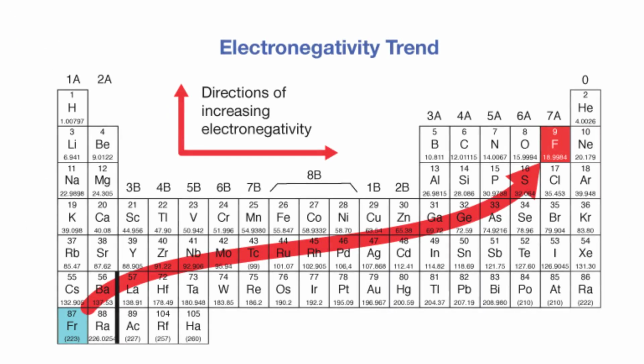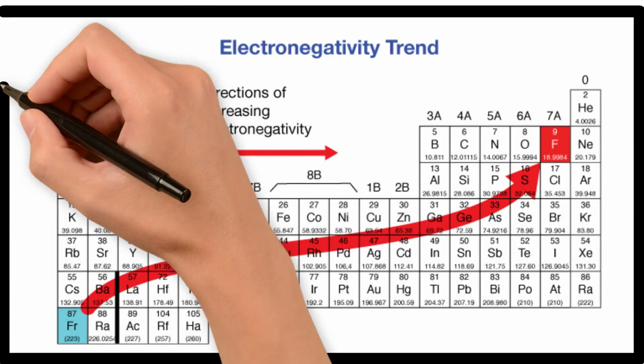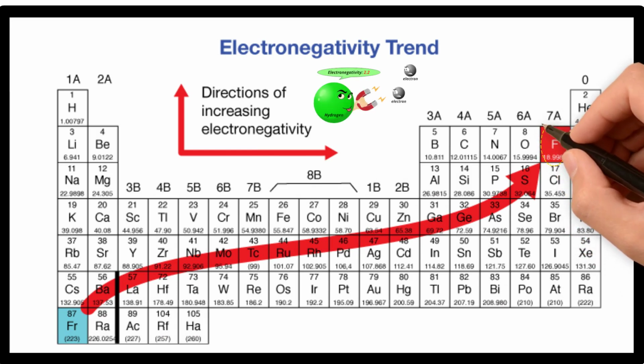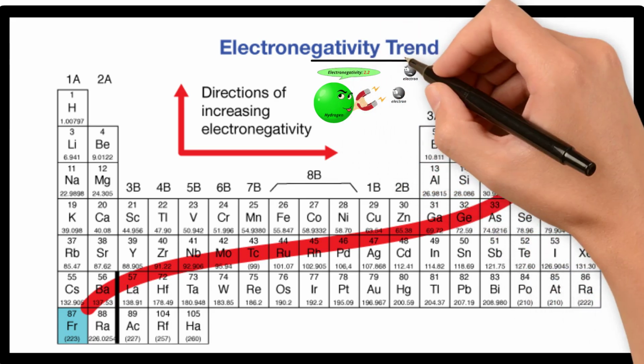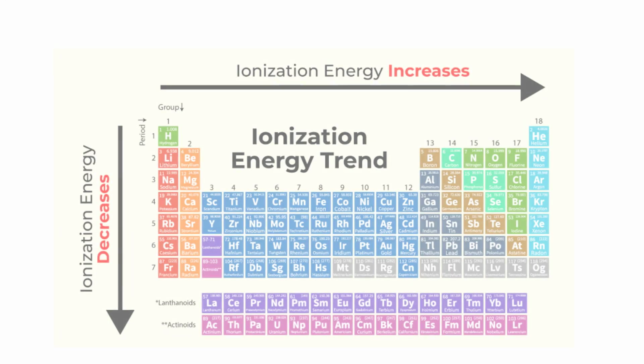Some atoms don't want to lose electrons at all. They want to pull electrons toward themselves. This ability is called electronegativity. Imagine atoms playing tug-of-war with electrons. The stronger atom pulls harder. Elements like fluorine and oxygen are extremely electronegative. They grab electrons aggressively. That's why they form strong bonds and drive many chemical reactions.